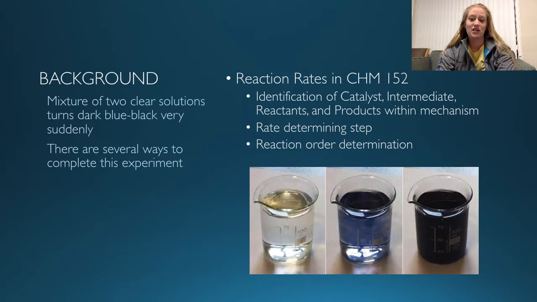This reaction involves two clear solutions which, when combined, create a dark blue solution, nearly black as the Egyptian sky. It is also called the iodine clock reaction because the time it takes from having the solutions mixed together to when the final product turns blue is actually very precise, depending on the concentrations and volumes of reactants used.